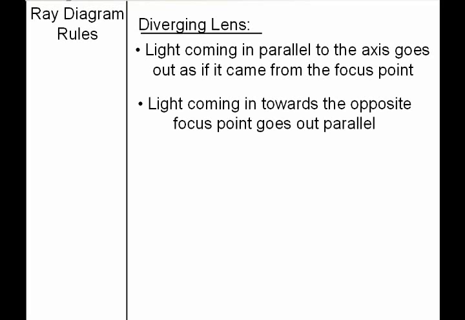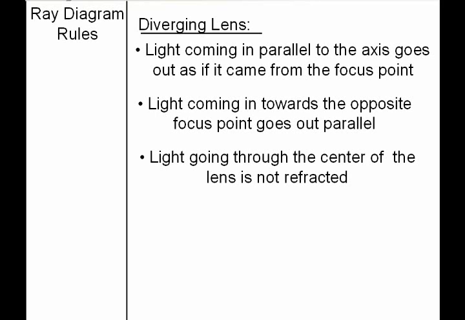Diverging lens. Light coming in parallel to the axis goes out as if it came from the focus point. Light coming in towards the opposite focus point goes out parallel. And light going through the center of the lens is not refracted. Notice rule number 3 is the same for both lenses.